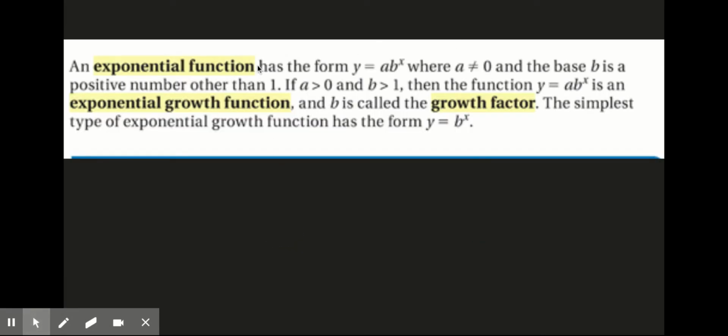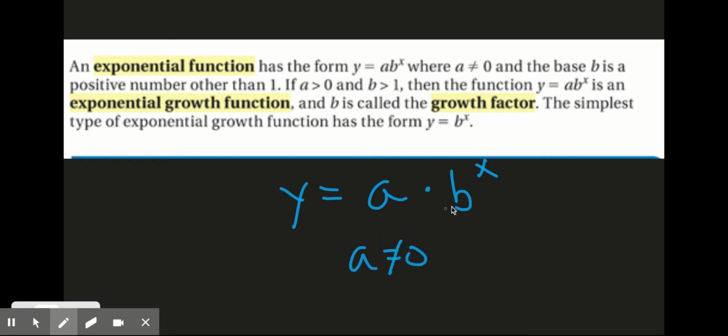So here we have a pretty standard definition. An exponential function has the form y equals a times b to the x, where a is not 0, and the base b is a positive number other than 1. Let's break down that sentence right there. Y equals a times b to the power of x. Why would we say a can't be 0? Well, because if I did 0 times whatever this is, I would just be getting 0 all the time. That's boring. That's not a function. It's not going anywhere.